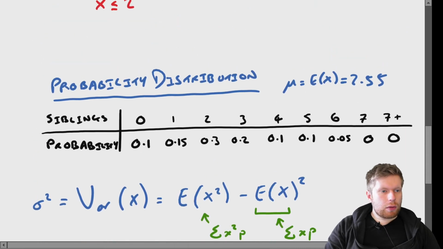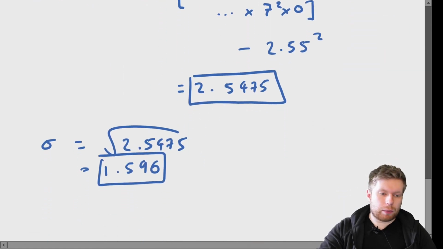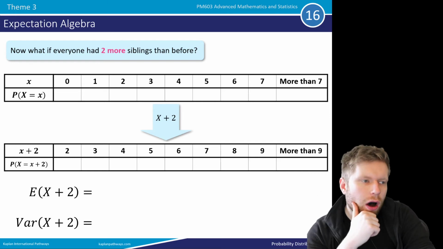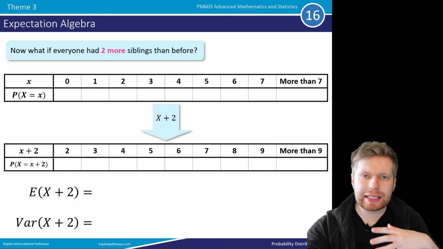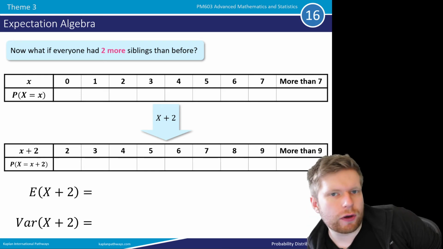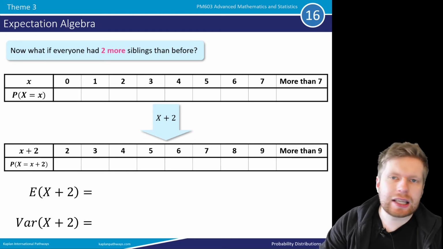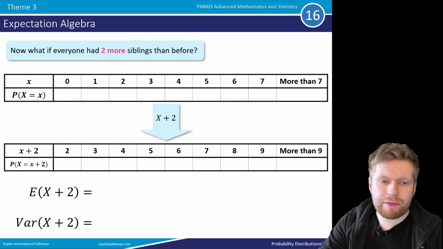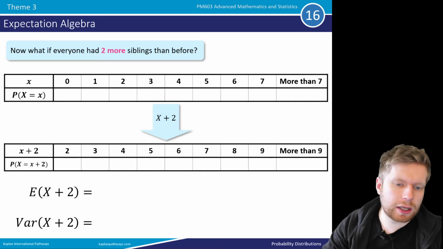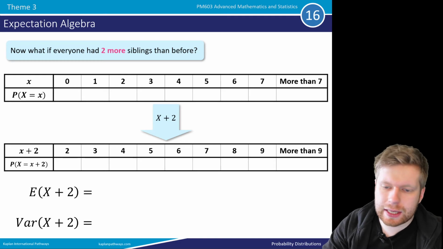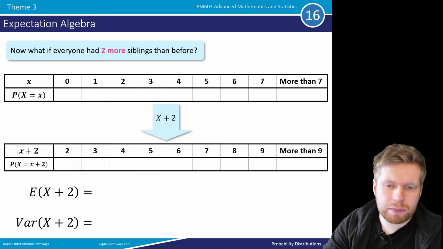So my expectation, remember I calculated 2.55, and that's how I calculate my variance for my random variable. Now, let's ask ourselves a very similar question. Let's see if we can change the values of these random variables. What if everybody had 2 more siblings? In other words, instead of having these outcomes, each person just had another 2 siblings. So X plus 2: 2, 3, 4, 5, 6, 7, instead of 0, 1, 2, 3, 4, 5, 6. We're simply taking these outcomes and adding 2 to them.